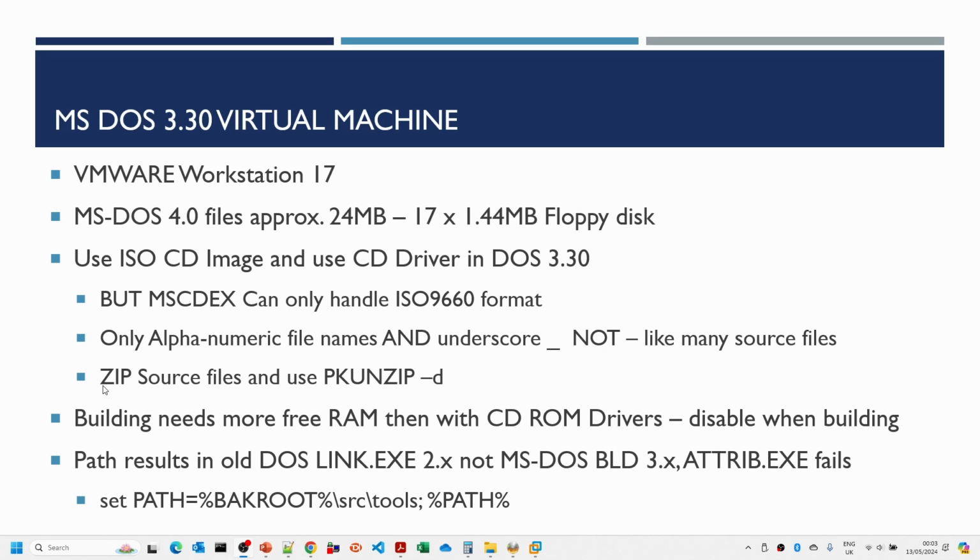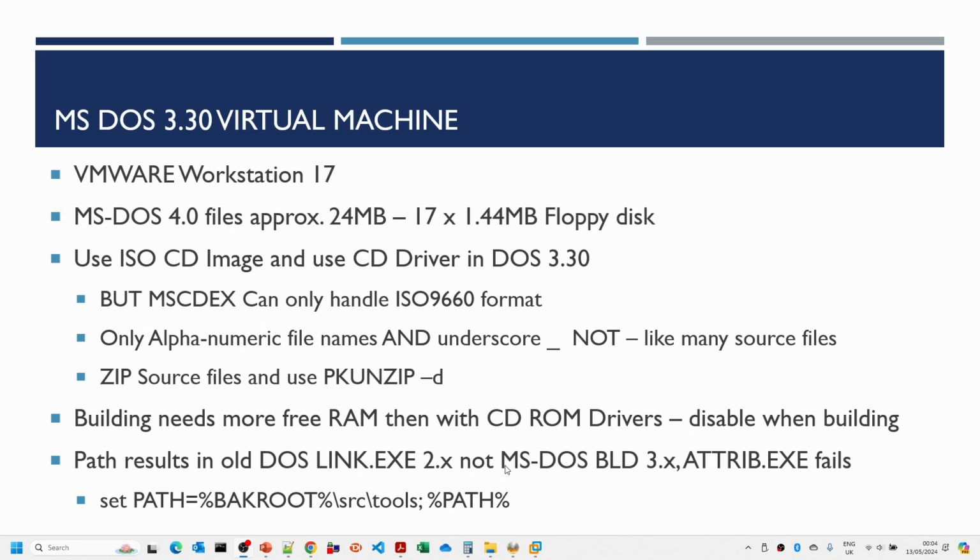So what I've had to do is to zip the source files and then use PKUNZIP under DOS to extract those. Also found that building it needs more free RAM than you can have with the CD-ROM drivers. So during building we need to disable the CD drivers, and also the path that was in the files that we downloaded had the path added at the beginning rather than the end, and this resulted in picking up the old DOS LINK.EXE, just a 2.x version, and not the one which ships with the source code, which is 3.x. So these are a couple of things that caused a few problems when I was first trying to do this.